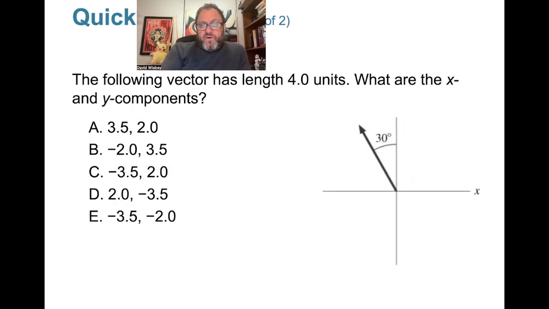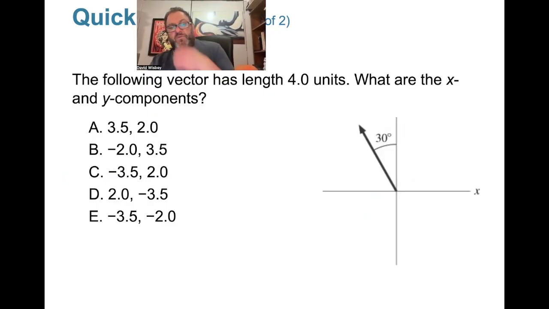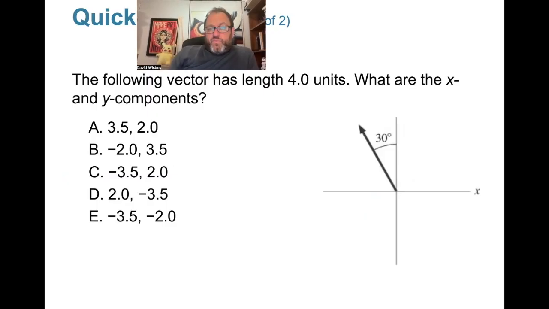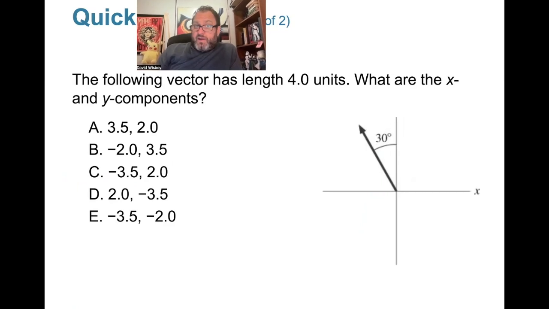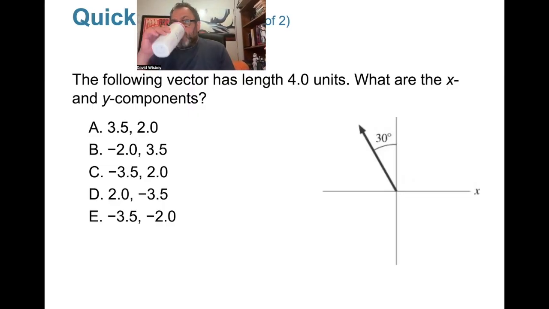Okay. The following vector has a length of 4 units. What are the x and y components of that? Well, we know the magnitude is 4, and we also have an angle of 30 there. So we can do some trig now.